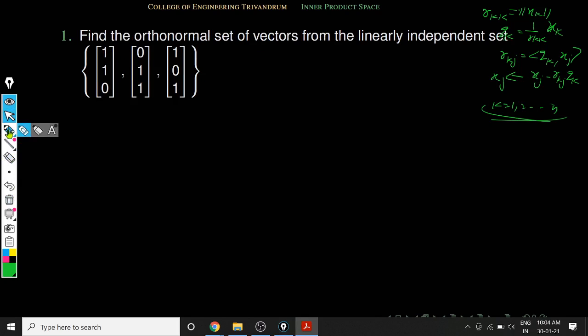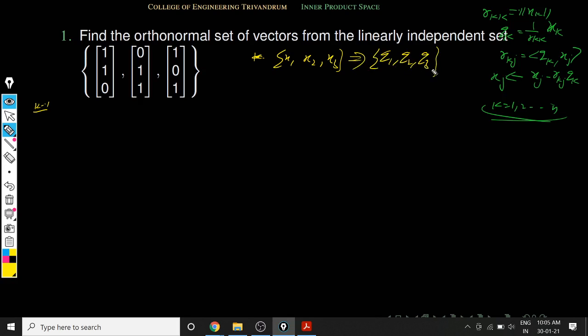So let us start here. First we assume that k equals 1. Actually here we have three vectors, x1, x2, x3. So we have to construct an orthonormal basis Q1, Q2, Q3 iteratively. This is our X1, this is our X2, this is our X3. So we are starting our algorithm from k equal to 1.